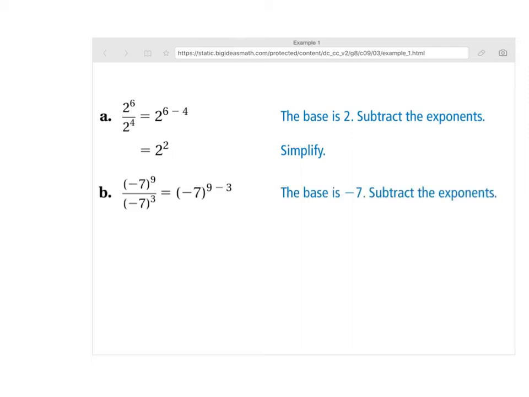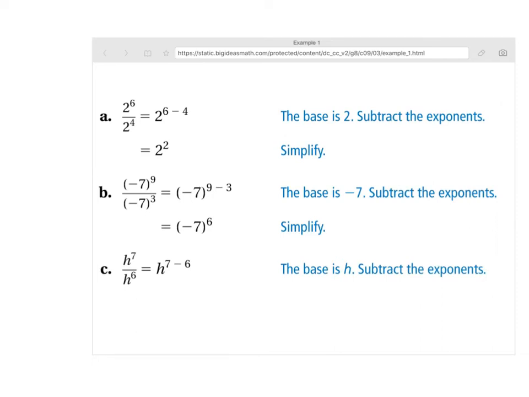So let's look at B. We have the same base again. In this case, it's -7. You see it's in parentheses. That's important. They both have to be in parentheses. And so then we can simplify, because it's division, -7 to the power of 9 minus 3. Do the subtraction, and you get 6. So -7 to the power of 6. Make sure you put those parentheses around a negative number.